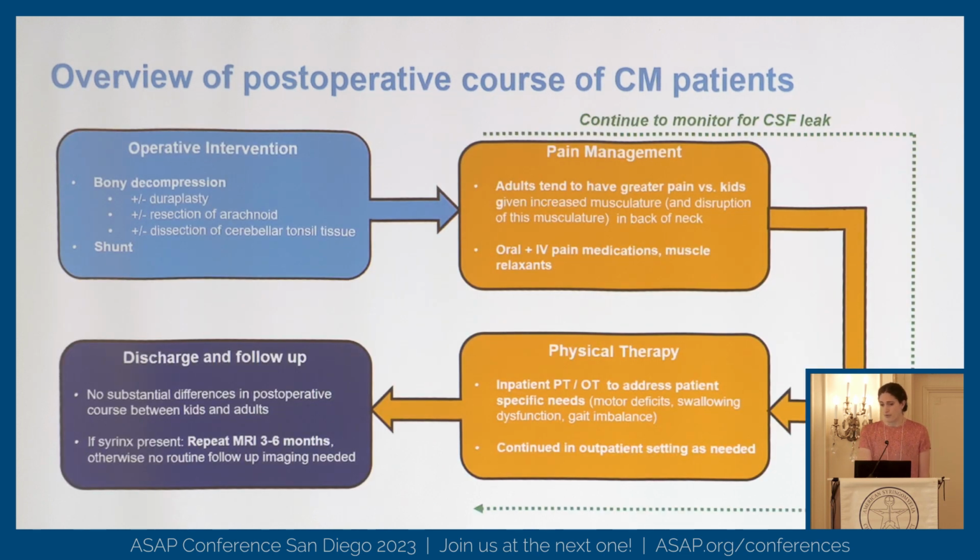Just going through the postoperative course for Chiari malformation patients. Like we talked about, there's first the operative decompression, which is pretty similar between adults and kids. Pain management after surgery is, in my experience, quite different. Adults are a lot bigger than kids. They have much more developed neck musculature, and so doing the surgery, we have to go through all those muscles in the back of the neck, and it can be quite painful for adults. It's painful for kids too, but adults struggle with pain because of the development of those neck muscles. We use a lot of numbing medication, but muscle relaxants tend to be the mainstay of my postoperative therapy for these patients.